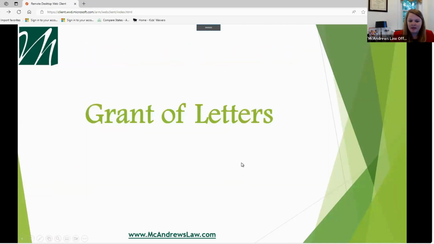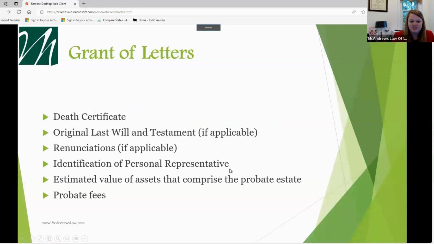So we talked about the probate and the non-probate. So now you are ready to go to the register of wills and get officially appointed as either the executor or the administrator of the estate. That's what we call receiving the grant of letters. That's your official order that you are the executor or the administrator of the estate. You'll be issued short certificates, and that's what's going to allow you to move assets into the name of the estate and then eventually get them to the beneficiaries.